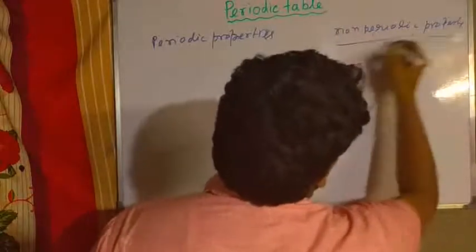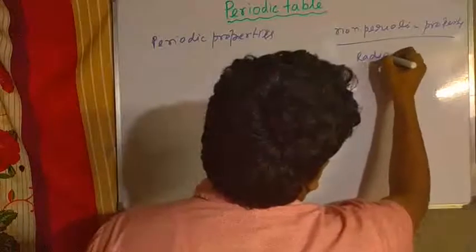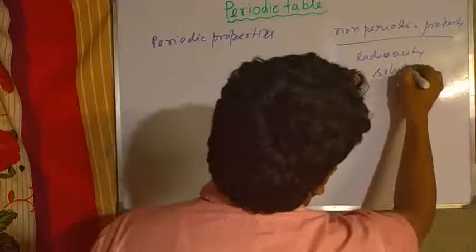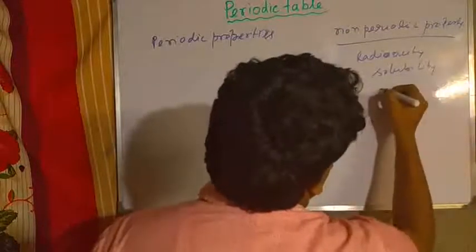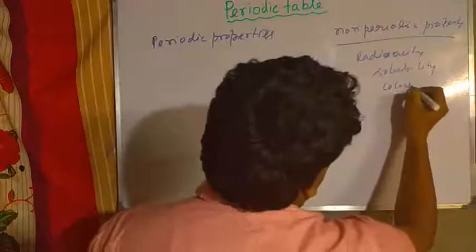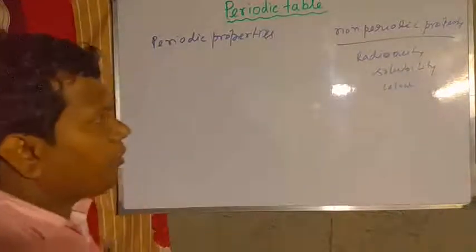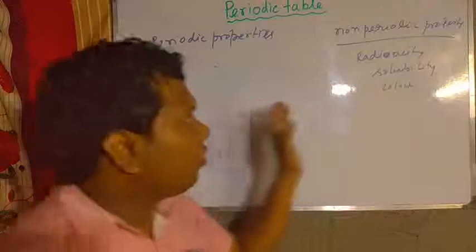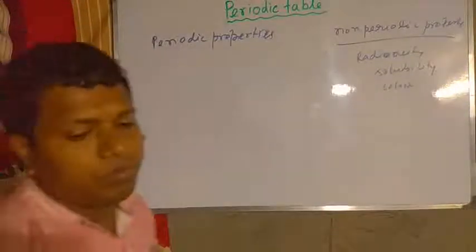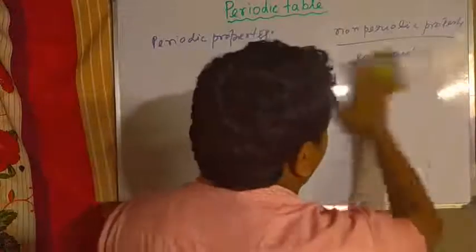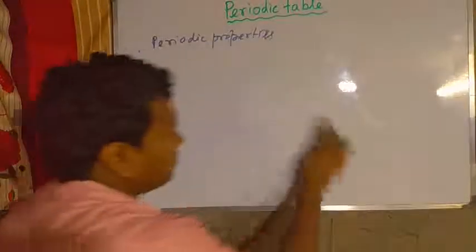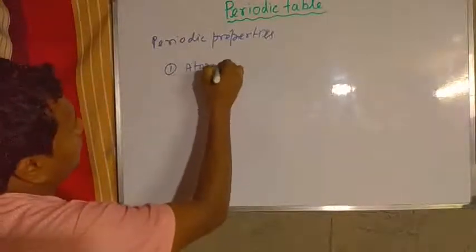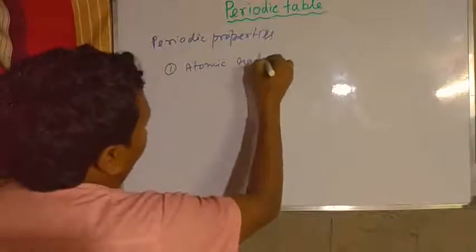Okay, examples of non-periodic properties are radioactivity, solubility, and color. These are the non-periodic properties. Okay, we cannot discuss these. We only discuss periodic properties here. The first periodic property is atomic radius or radii.